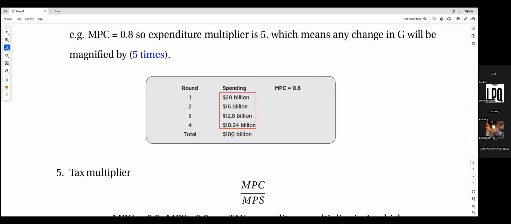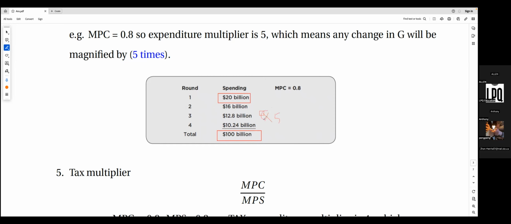Finally, the increase in overall GDP will be close to $100 billion. And you can easily see the quantitative relationship between 20 and 100 here is 5 times larger. And once again, we call this 5 times larger the multiplier. It's called the expenditure multiplier.